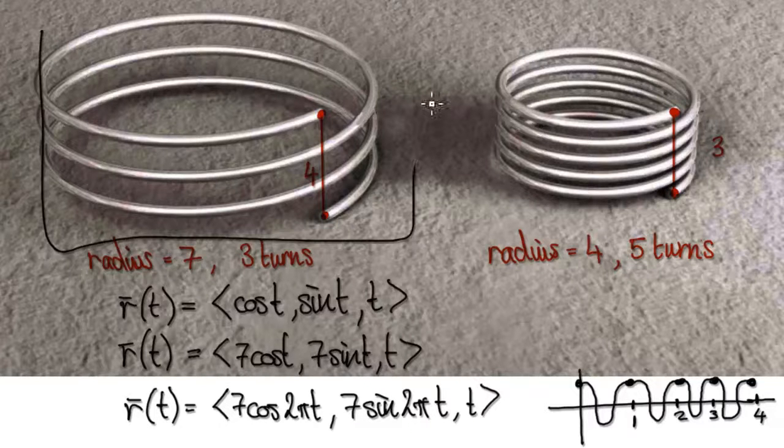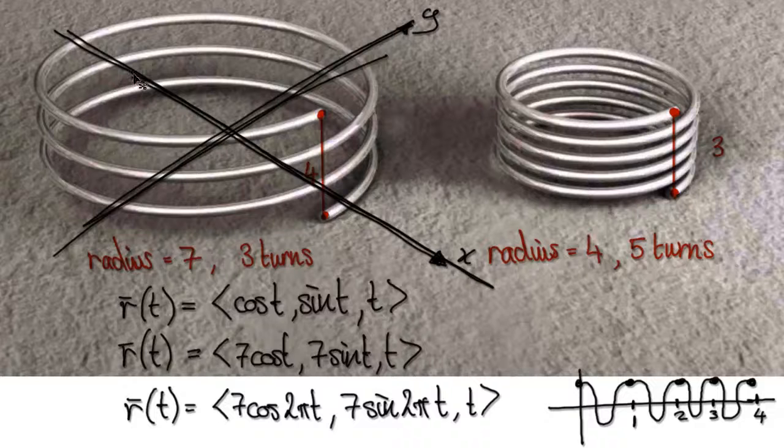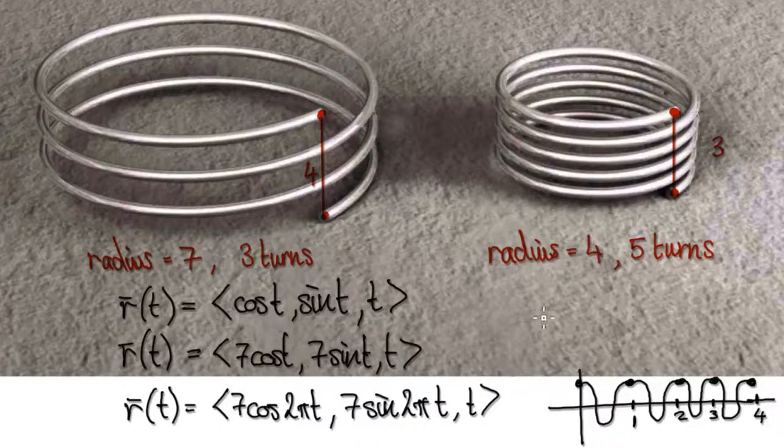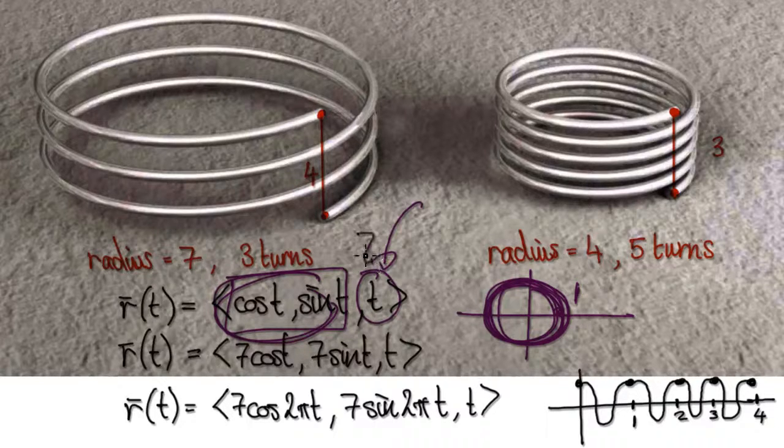But let's just look at this spring here. So in your mind, picture this. This is your y-axis. This is your x-axis. If you picture this, we've seen this many times. This thing here will give you the movement of the particle that will travel around in circles of radius 1. And this will incorporate the height. Remember, this is your z component.